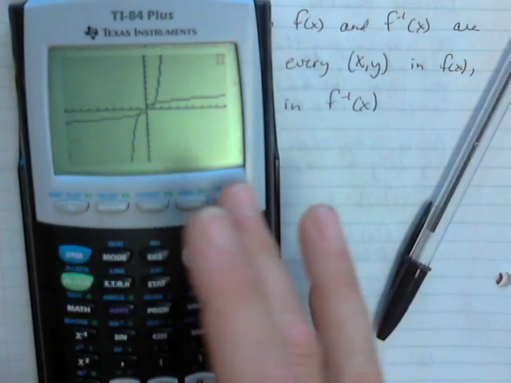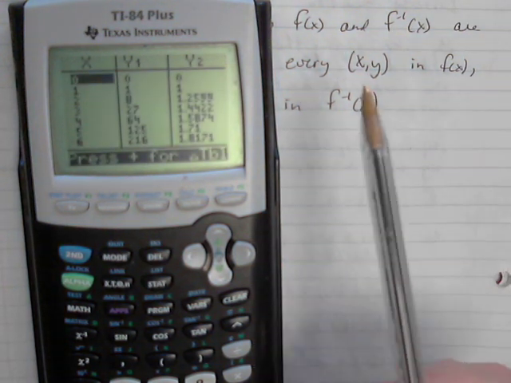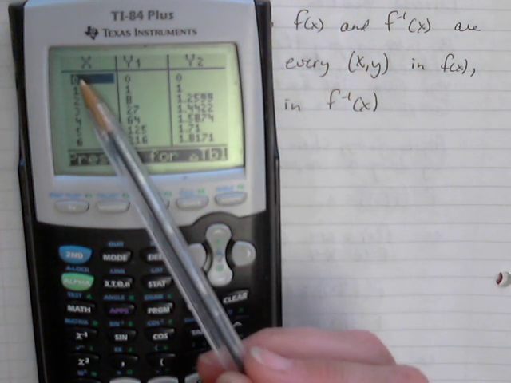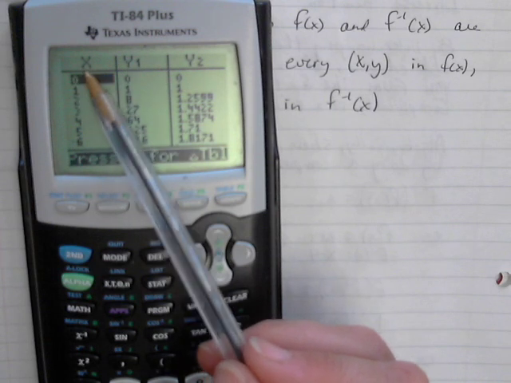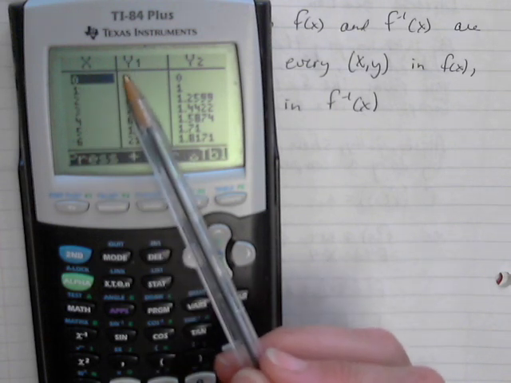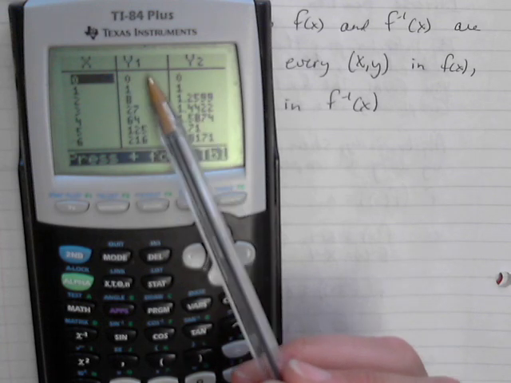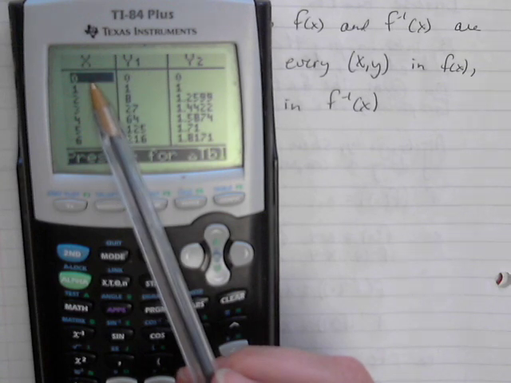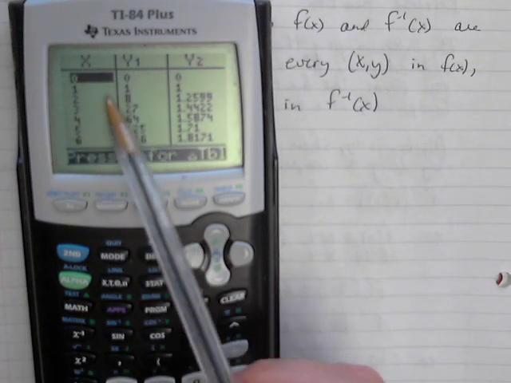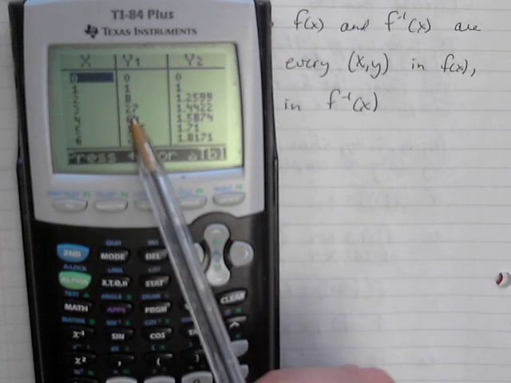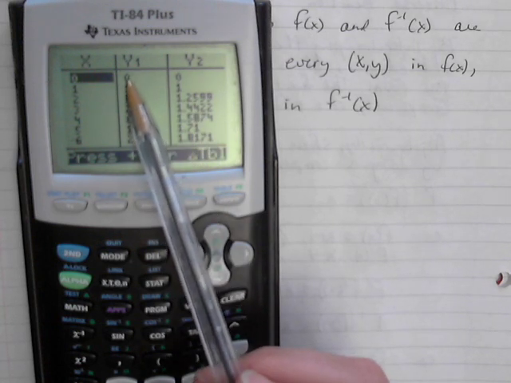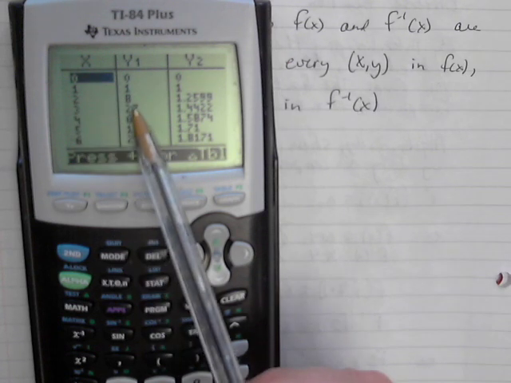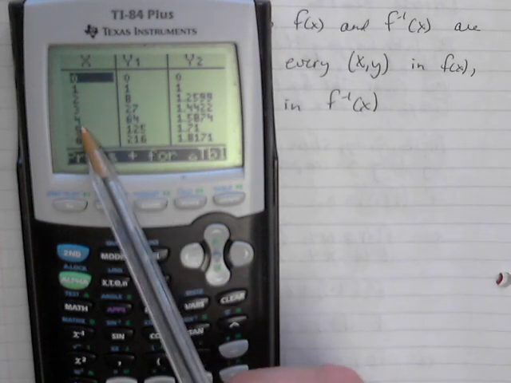And then if you want to look at the table of values to get a numeric check, for every point x comma y in the original function, like 0 comma 0, then y comma x is also in the inverse function. So the original function has the points (0,0), (1,1), (2,8), (3,27), (4,64), which means the inverse function should have the points (0,0), (1,1), (8,2), (27,3), (64,4).